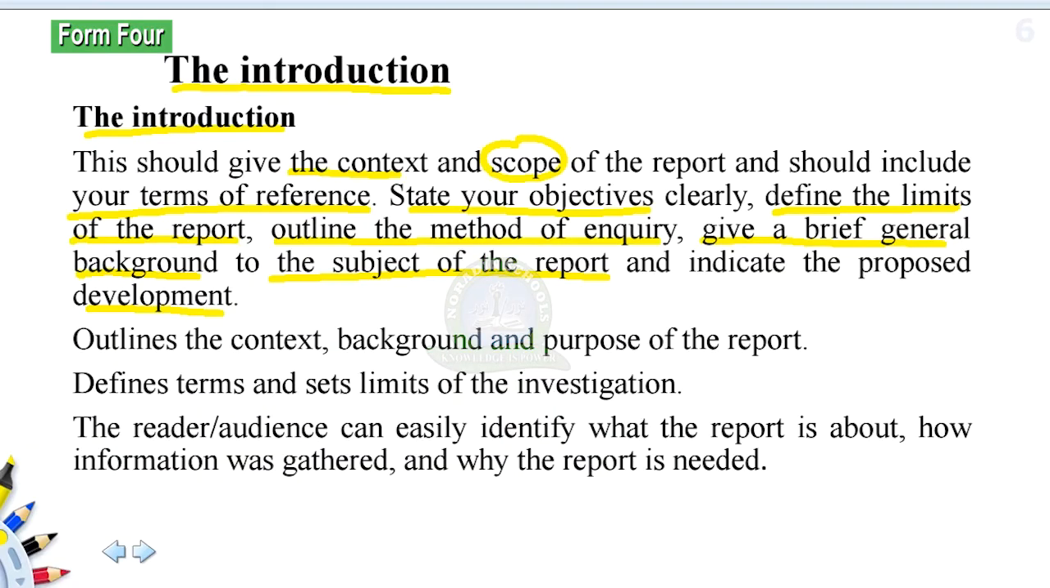The outline gives the context, background, and the purpose of the report. Define the terms and set the limitations of the investigation. The reader or the audience, the people who read your report, can easily identify what the report is about. When they read your introduction, they don't need so many details because they know what the report is about. The reader always knows what your report is about if he reads the introduction and the executive summary, the information gathering, and why the report is needed.